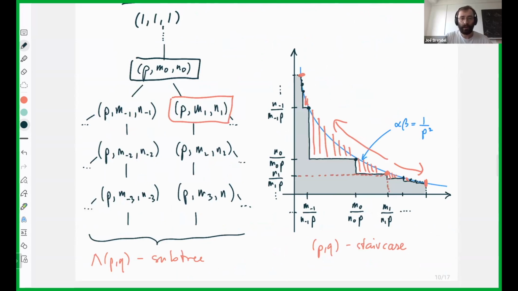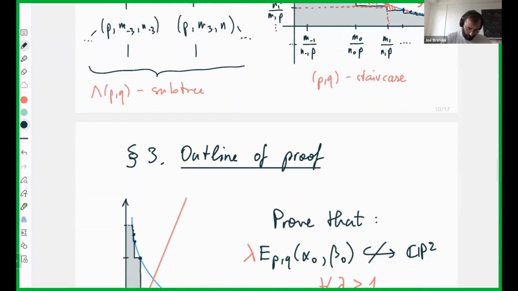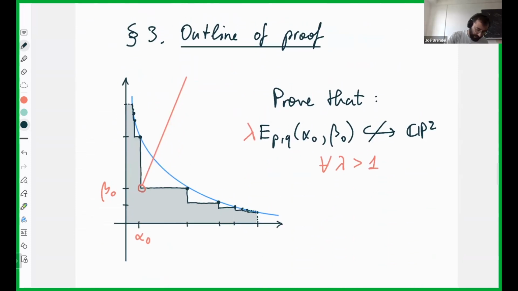Okay, so let me move to the outline of the proof. So the main thing we would like to prove is that let's look at this point here, which itself is in the gray region. So you have an ellipsoid embedding for this. Let's call it alpha 0, beta 0. So if I remove this lambda here, I do have an embedding into CP2. But if I increase it slightly, I move into the region where it should be forbidden. So if I go here, this embedding does not exist anymore.